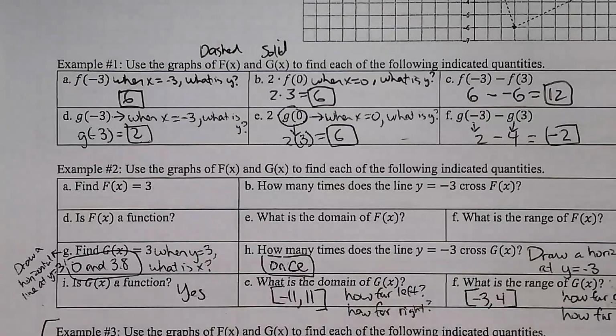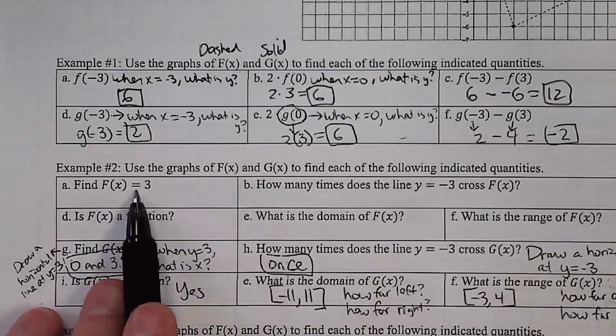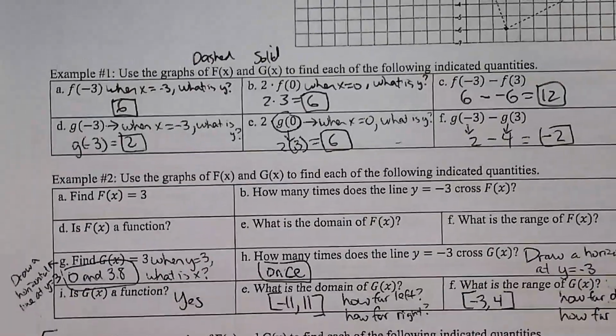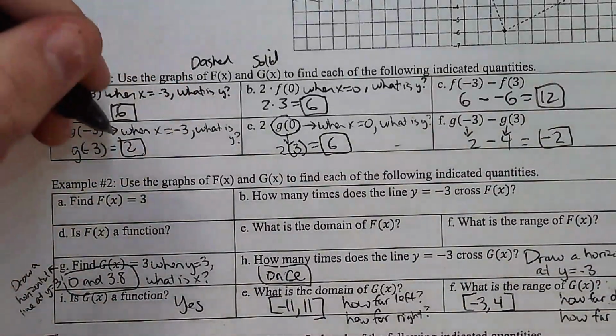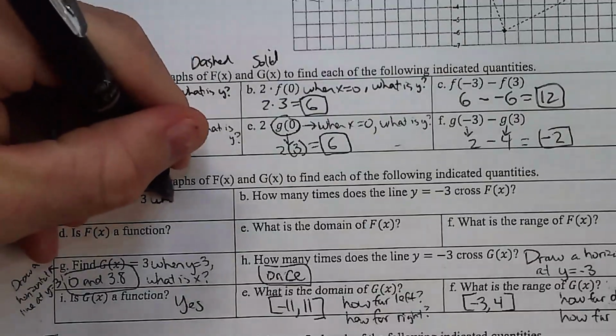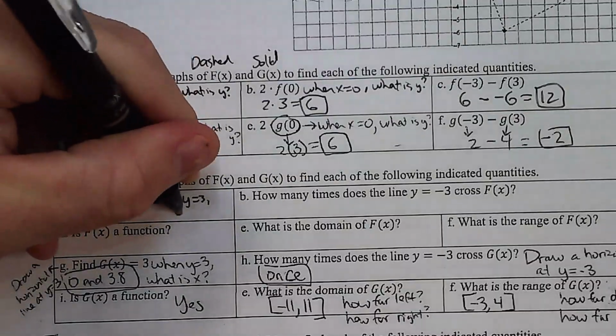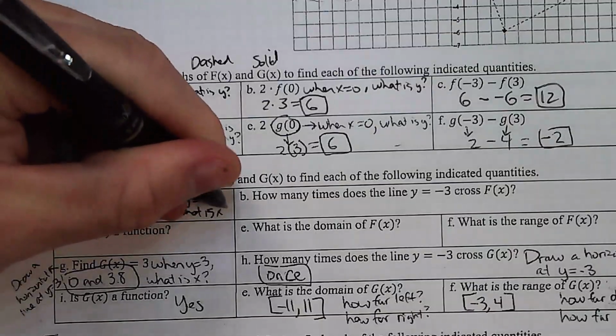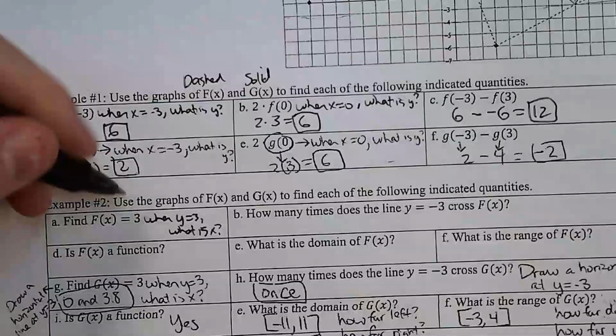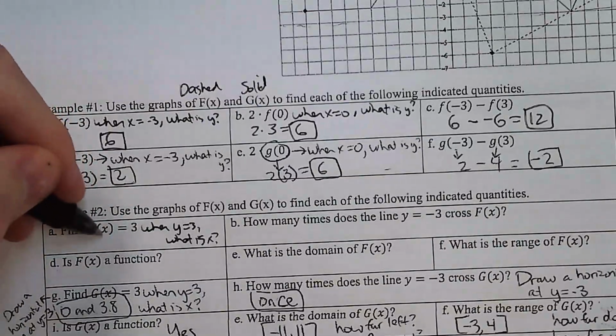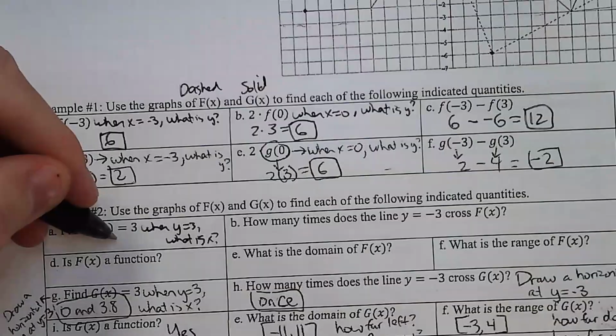Backwards. Okay? Find f of x equals 3. All right, here's what this means. When they're wanting f of x equals 3, they're saying when y equals 3, what is x? So this is backwards. When the whole thing equals 3, when y equals 3, f of x is the same thing as y. When y equals 3, what is x?